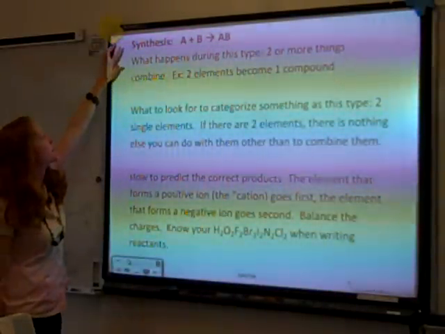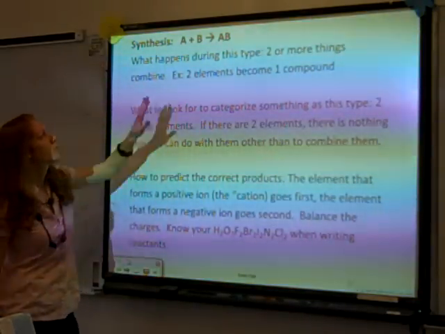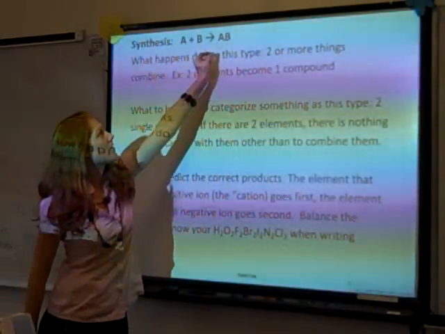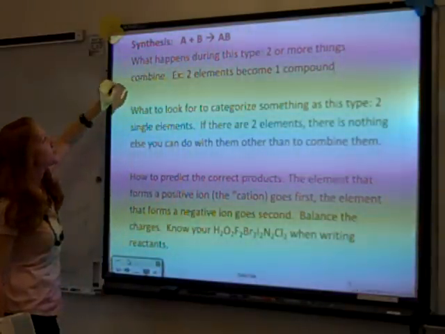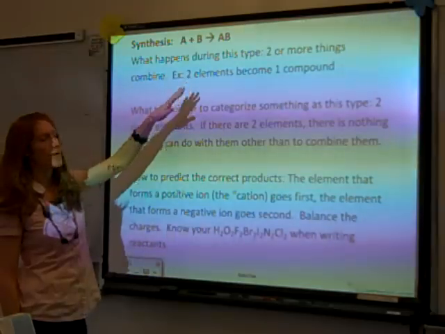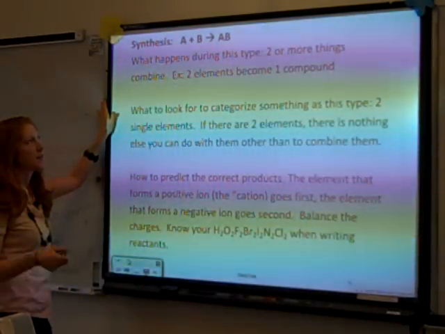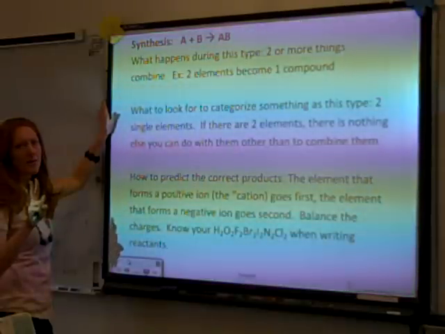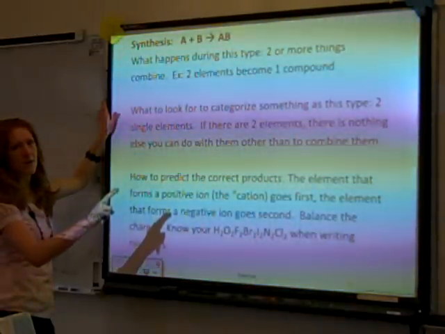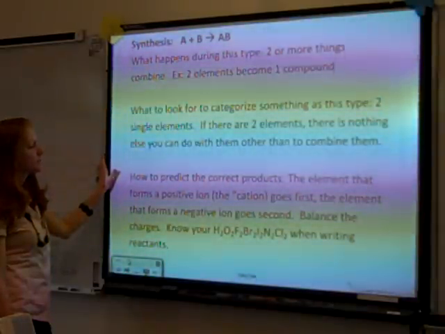So the first type, we have seen this before, synthesis. Synthesis means to combine. So just look for two things coming together. So in your word equation, you'll have two elements. It's when two or more things combine, for example, two elements. A big clue that you have a synthesis reaction is that your two reactants are two elements. The only thing they can do is come together. There's no other reaction that can happen.